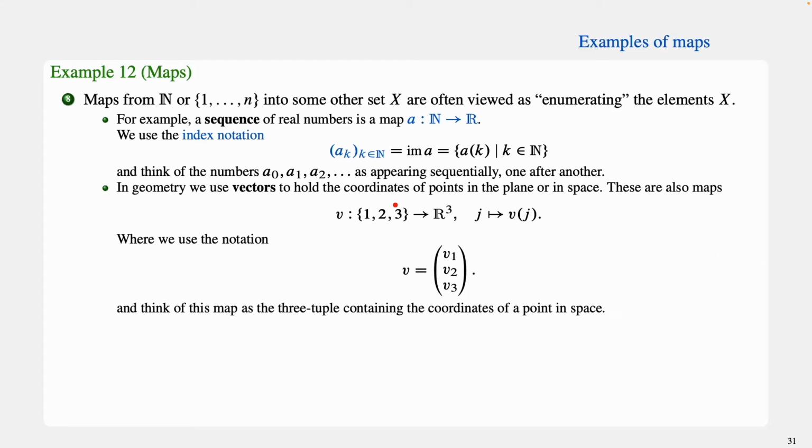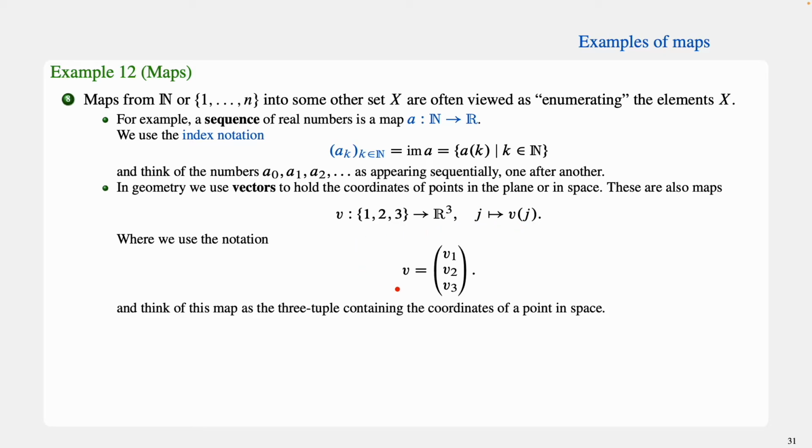And a similar construct you might know from geometry, where we use vectors to describe points in the plane or in space. So a vector is a tuple of numbers that corresponds to the coordinates of a point. And we can interpret such a vector as a map, v, from the set {1, 2, 3} into space, into R3, where for each index we assign the coordinate along the x, y, or z axis to this index.